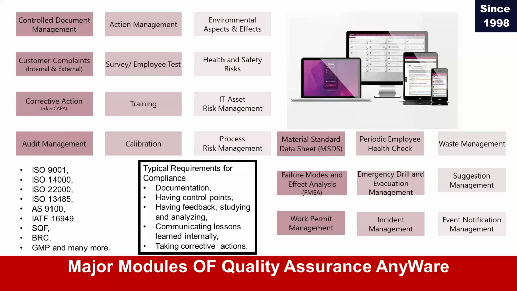Quality Assurance Anywhere has notifications, reminders, and escalations available to make sure you can run your management system in place. In addition to documentation, there are other requirements for compliance, as I listed on the screen. All these quality management standards require you to have control points that you need to manage. You need to have feedback from your customers, from your vendors, or from the team members internally.